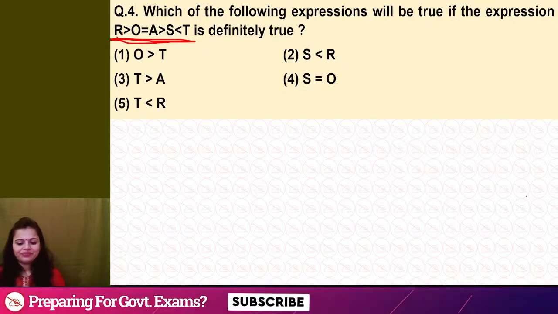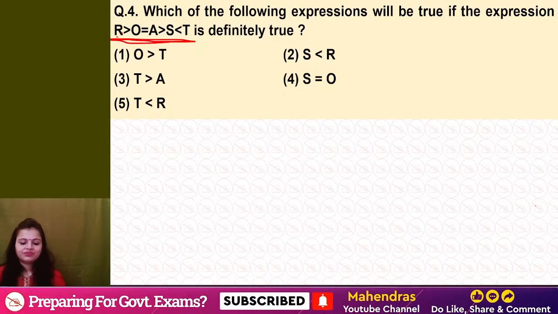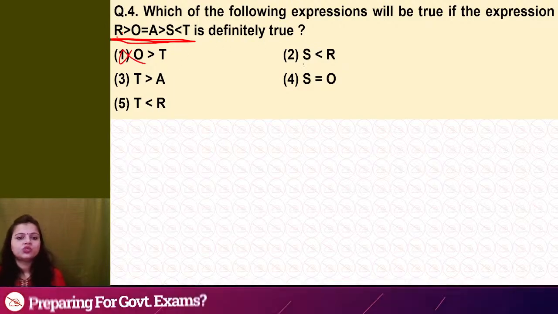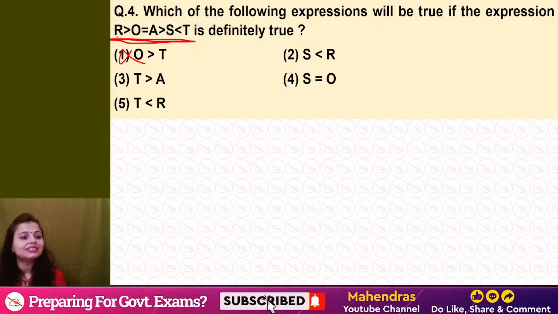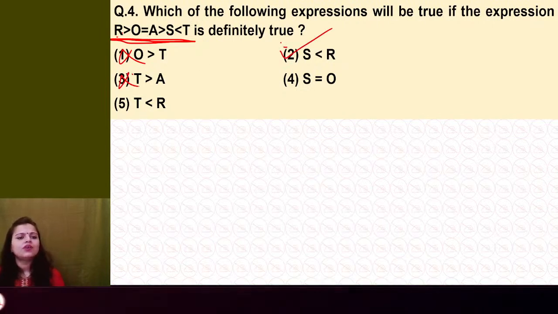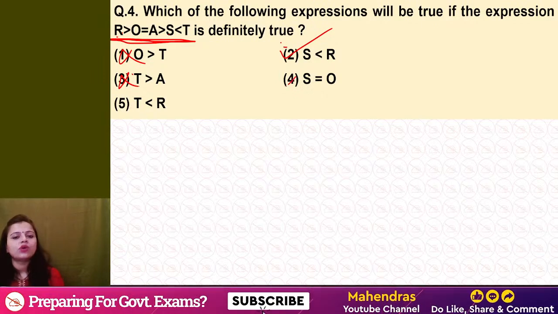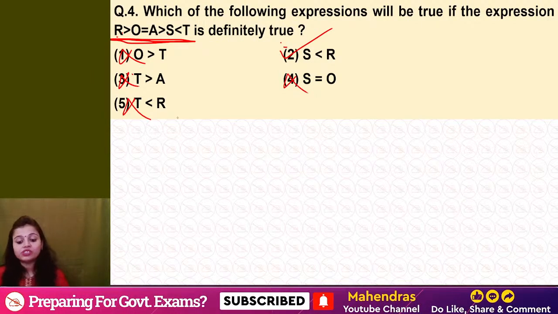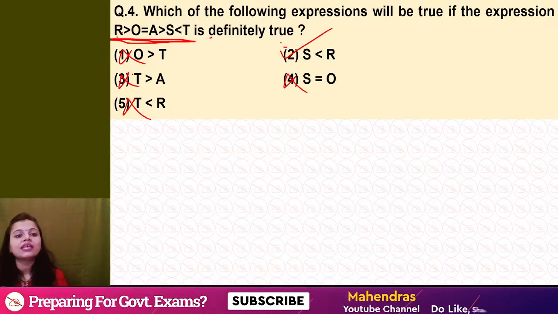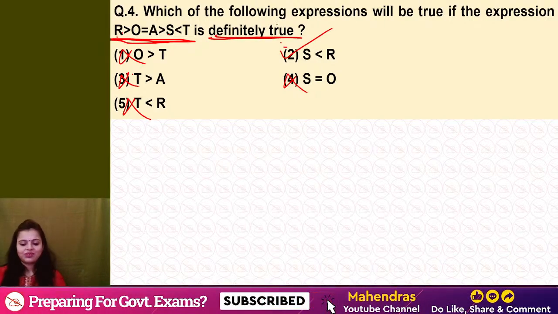Okay. Option 4. First one is wrong. Second, S less than R. Yes, S is less than R. Second one is right, na? Third one again C and D. Fourth, S is less than O, not equal. T and R again C and D. So your answer will be option 2. They are asking definitely true, not false. Okay.